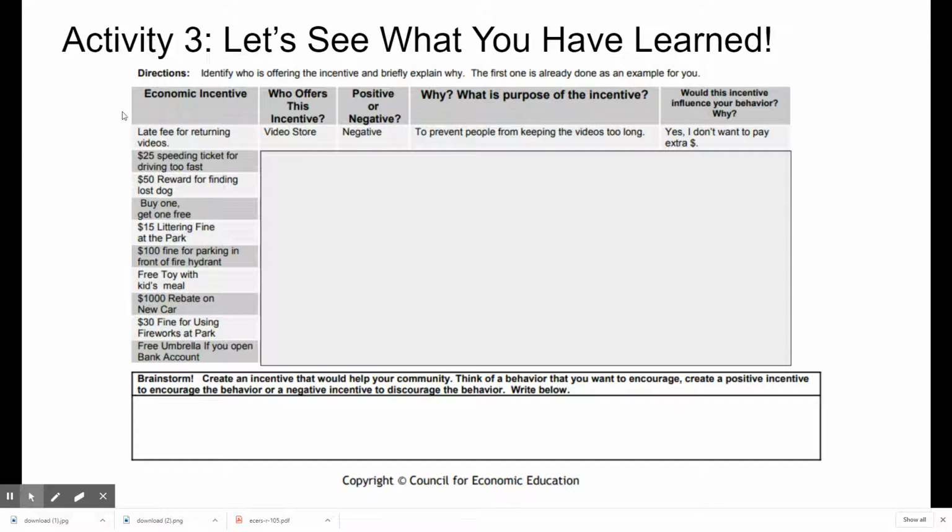Okay, so in this over here, it says economic incentive, late fee for returning videos. Who offers this incentive? Well, a video store would be the one who would charge you the late fee. Is it positive or negative? A late fee is negative because most people do not like to pay money, to pay fees. Okay, why does the video store do this? What is the purpose of the incentive?